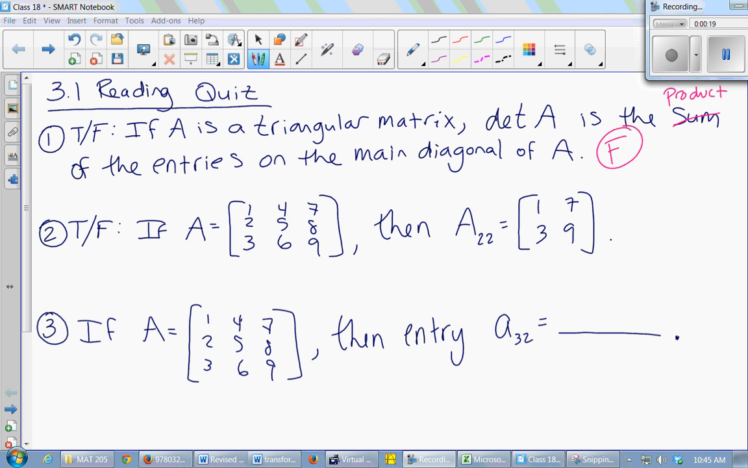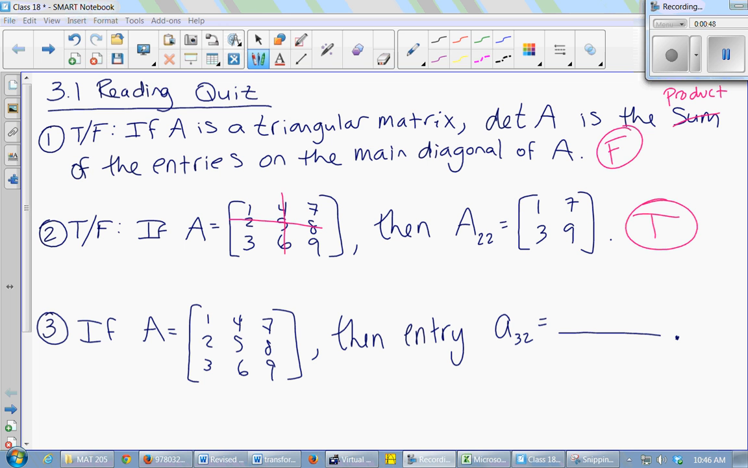True or false? If A is the 3 by 3 matrix 1, 2, 3, 4, 5, 6, 7, 8, 9, then capital A sub 2, 2 is 1, 3, 7, 9. True. Capital A 2, 2 means we delete row 2 and column 2. So we just get rid of this and we get rid of this, and what's left is the 2 by 2 matrix 1, 7, 3, 9. So that one is true.